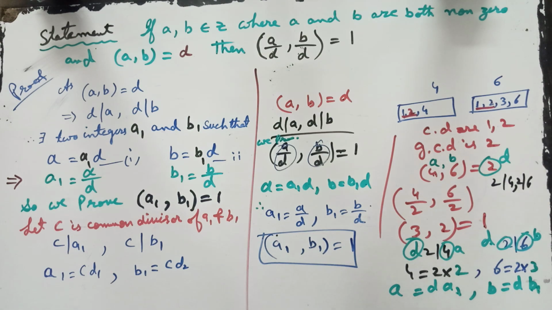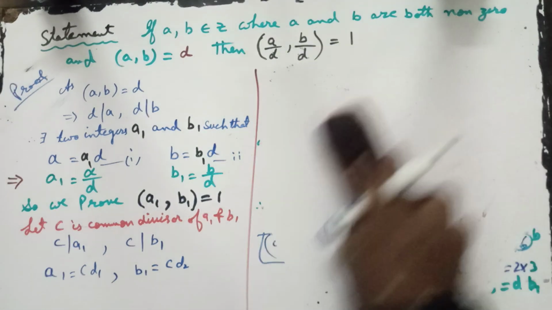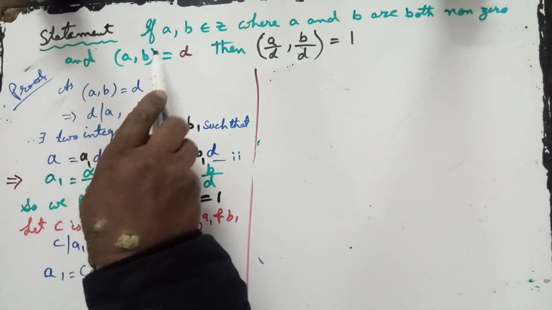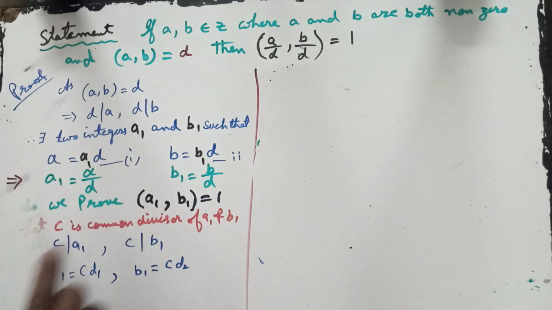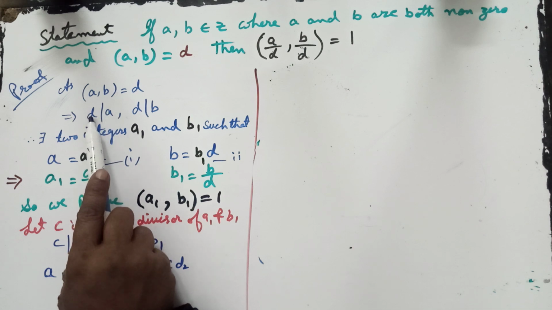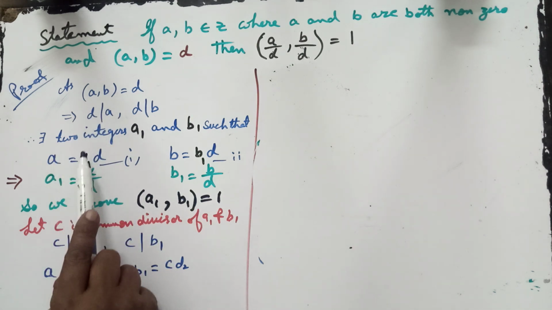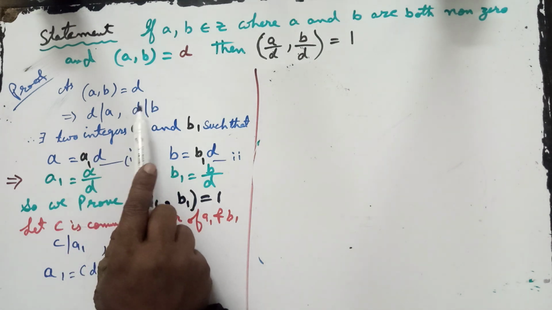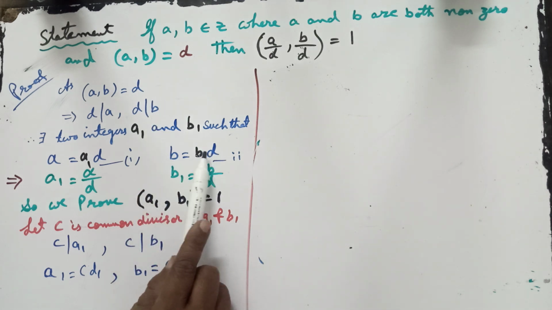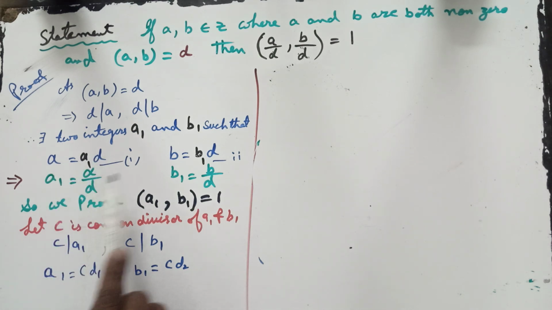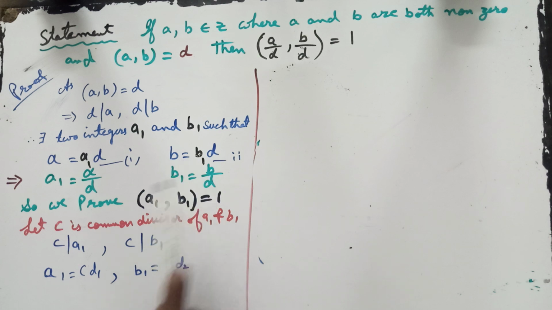This is our destiny. Now I write this thing which I explain to you here. It is given that a and b have GCD d, so d divides a and d divides b. If this is the multiple and this is the divisor, then the multiple can be written in the form of two factors: a = a1 d, and b = b1 d.